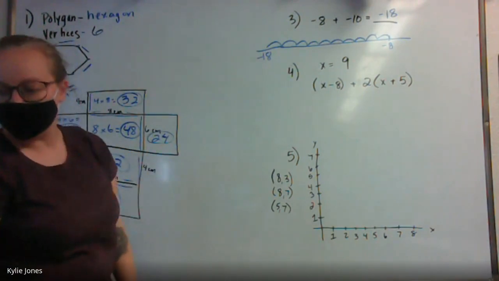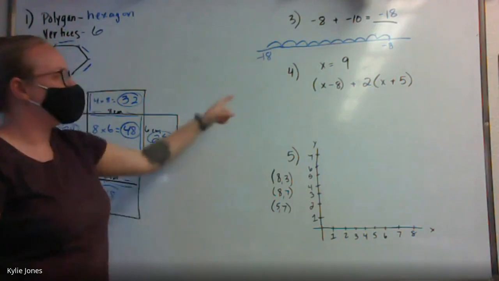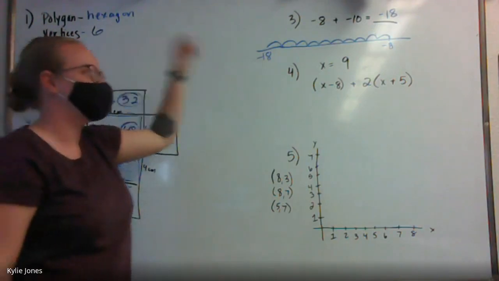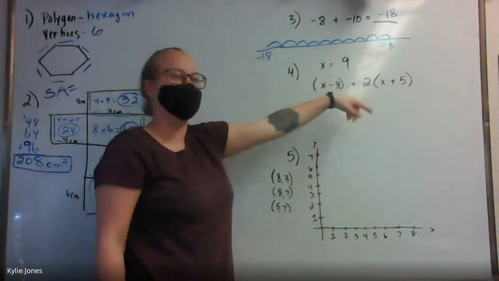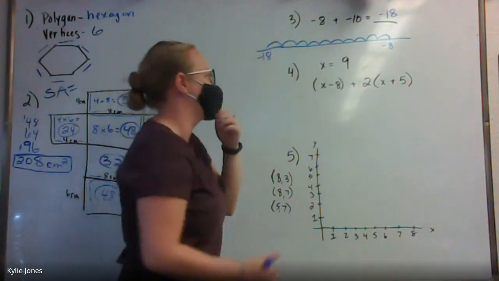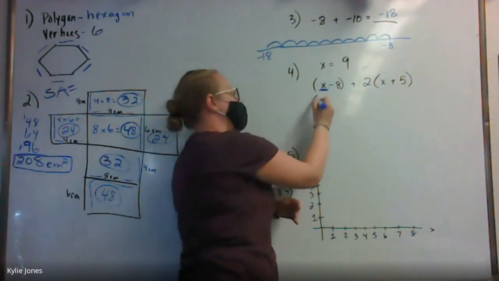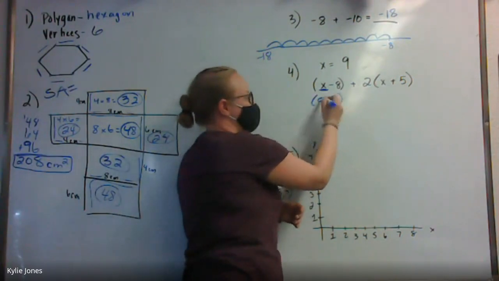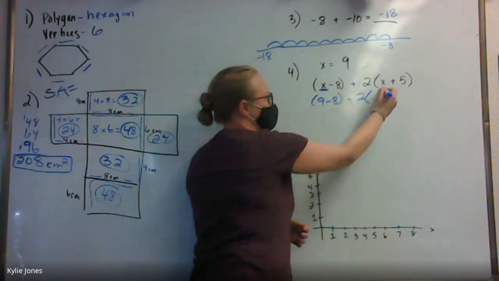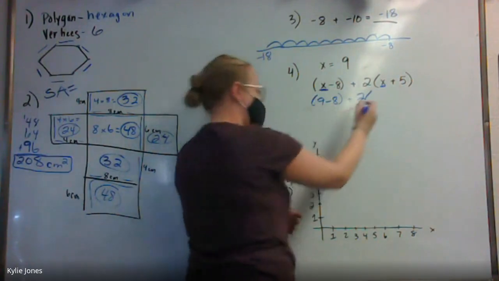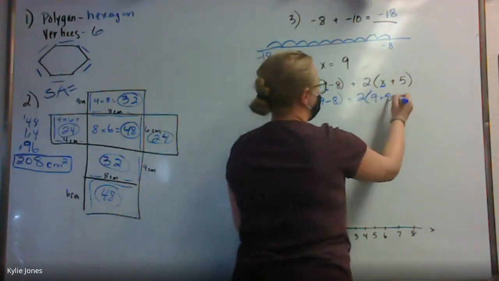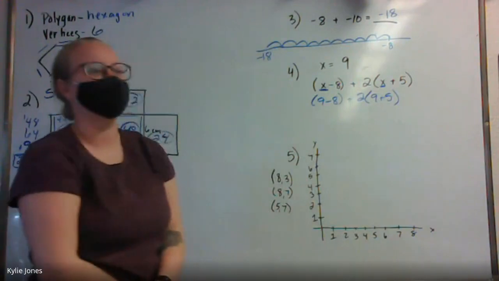All right, next one. X equals 9, and we need to plug in 9 everywhere we see X, and then just do order of operations. So we're going to replace this X with what? 9. 9 minus 8 plus 2. What do I replace this X with? 9 plus 5. Now we need to do order of operations.